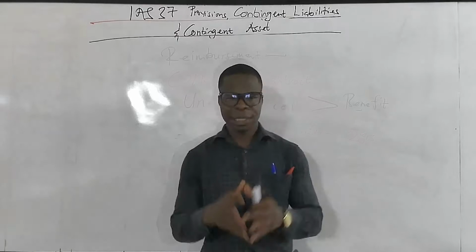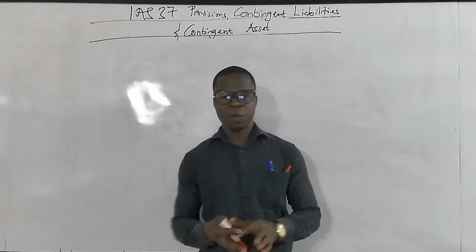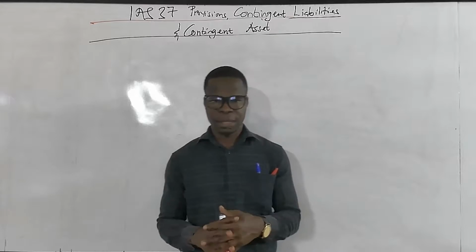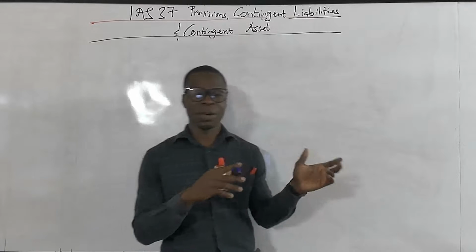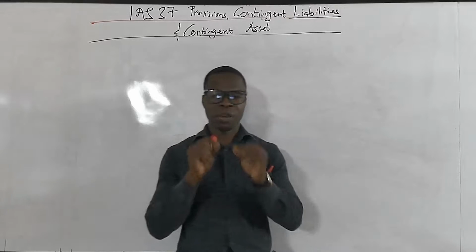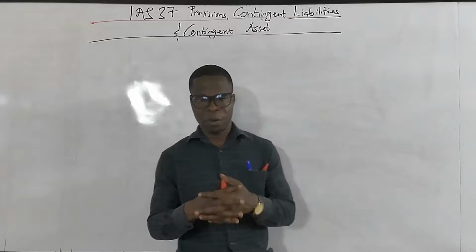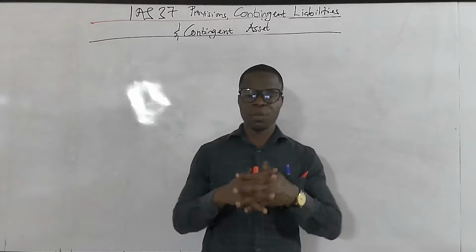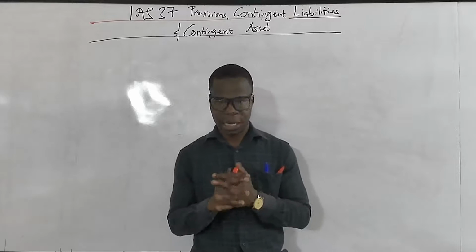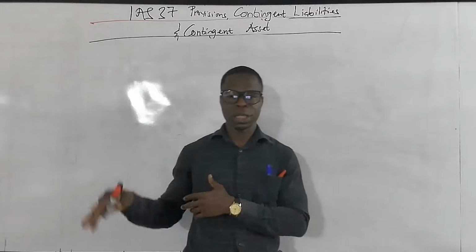Alright, so having dealt with the first category of IAS 37, that is provisions, we want to now turn our attention to the last two, which are contingent liabilities and contingent assets. With contingent liabilities or contingent assets, one thing you are supposed to note is that there's nothing like recognizing them in the books or the financial statements of the entity. What we only do is disclose them in the notes to the financial statements of the entity at the end of the reporting period. Please, not at the end of the financial accounting period, but the reporting period.